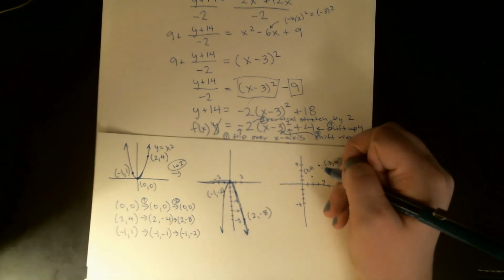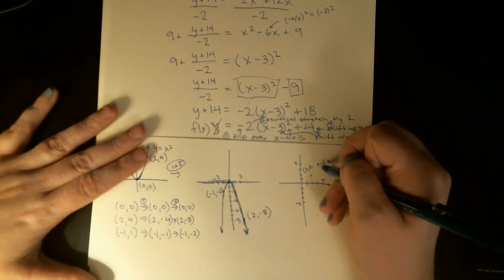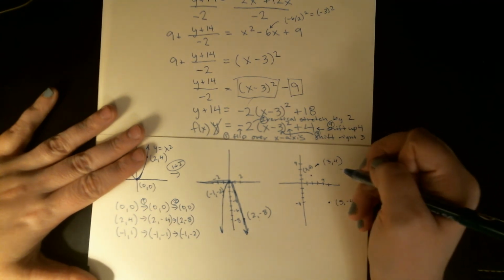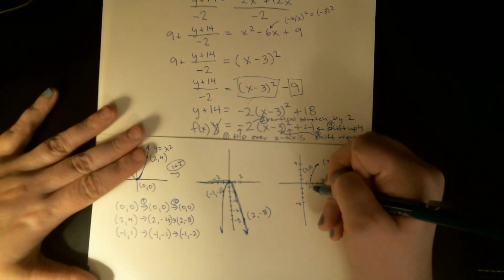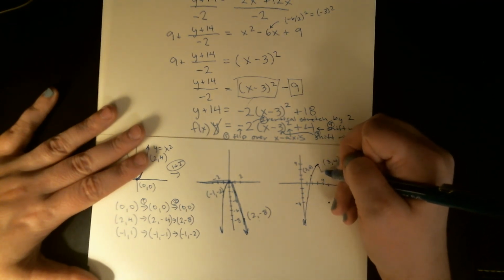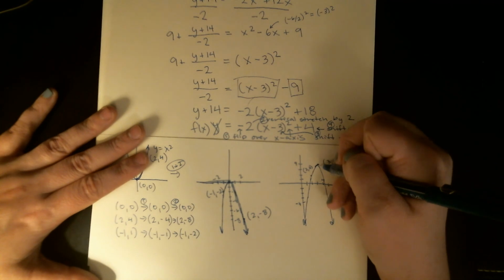Okay, otherwise it's still parabola opening down. We know its vertex landed at 3, 4. So let's go like this. Like this.